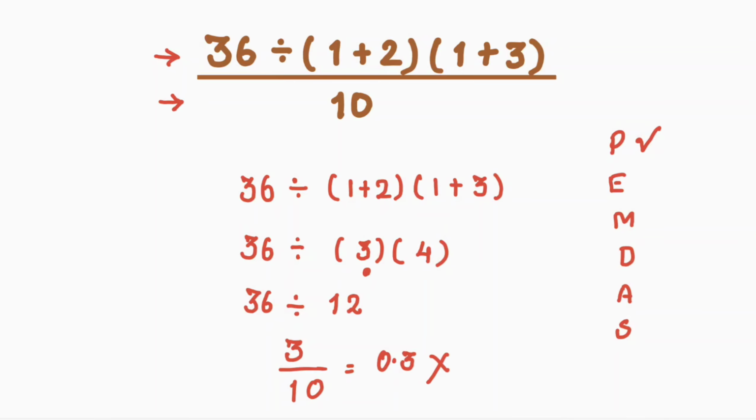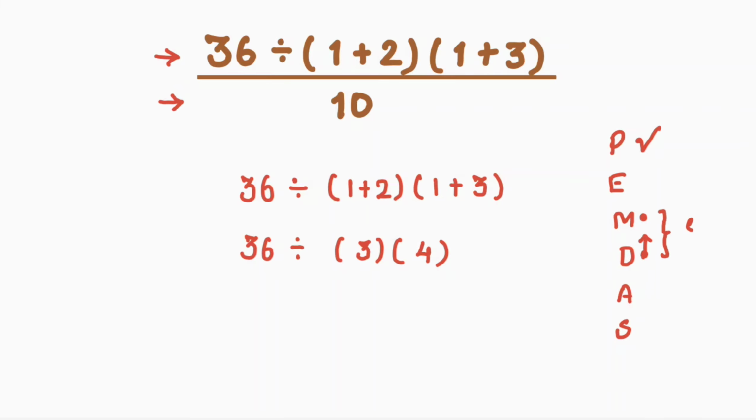Because here, when you have multiplied 3 and 4, you have neglected the PEMDAS rule. Because although multiplication comes before division, they both have the same priority. And if both are given, solve the equation from left to right.